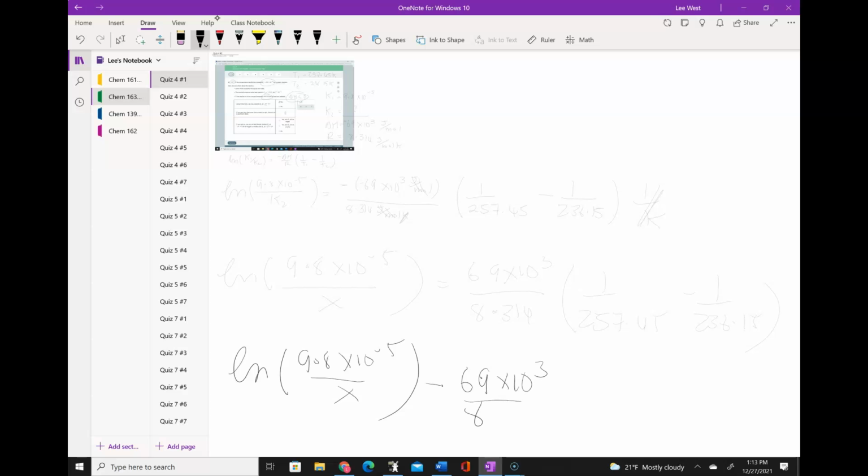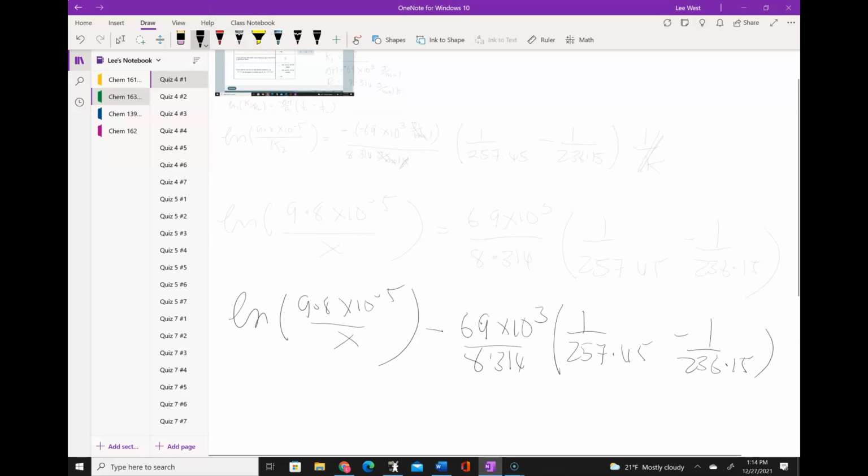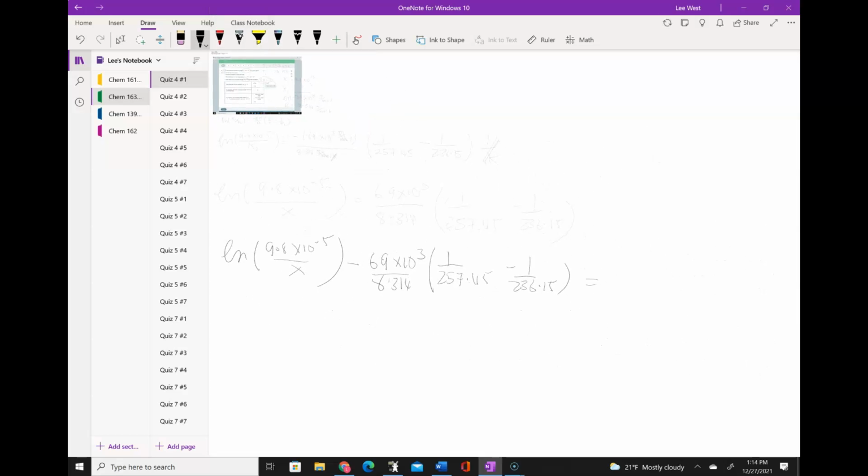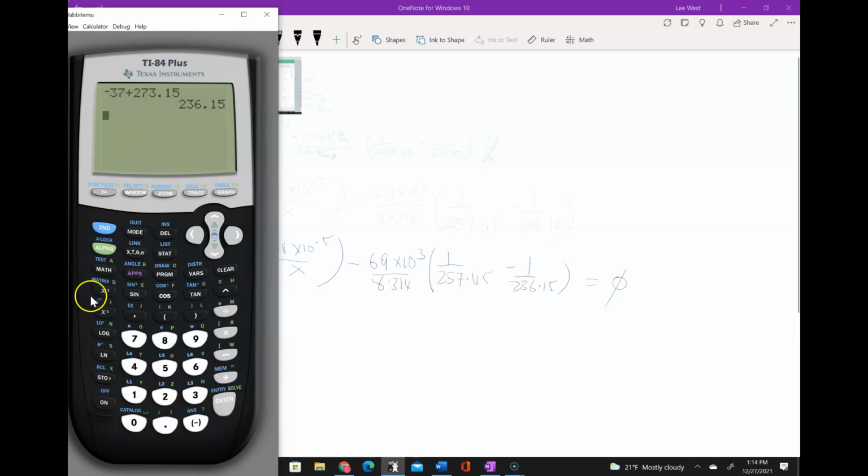times 10 to the 3 on 8.314 by 1 on 257.45 minus 1 on 236.15, and that whole thing equals 0. Now, I'm just doing that because my calculator requires that when I use the expression that it always equals 0. Kind of like when we solve for the quadratic, we always do ax squared plus bx plus c equals 0. It's just the kind of quirk of my particular calculator.